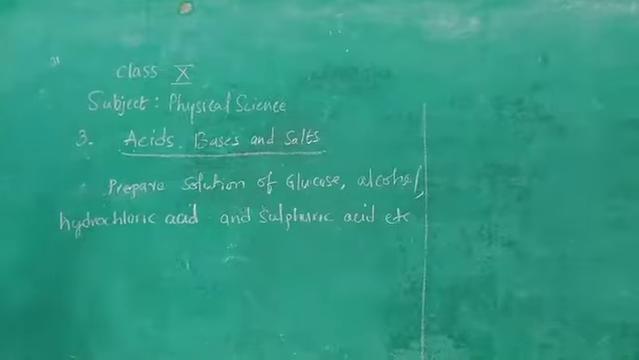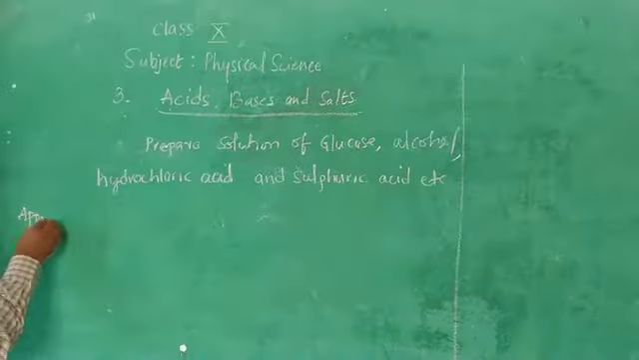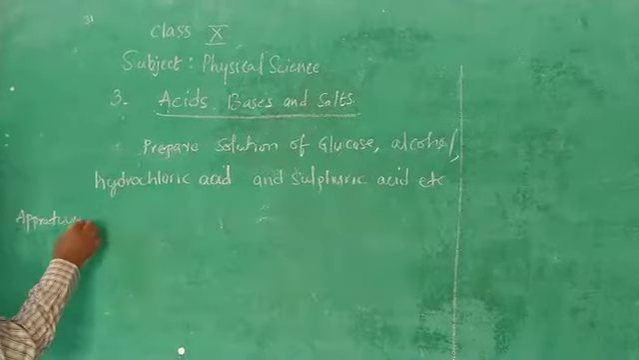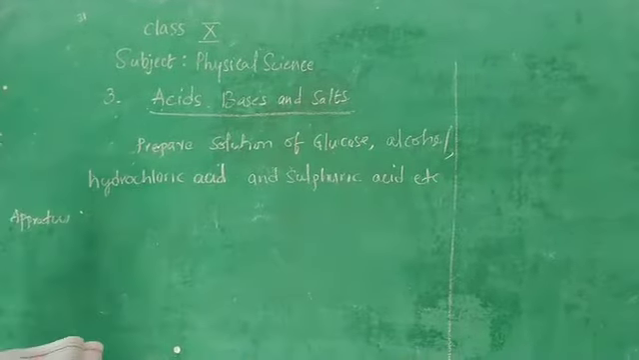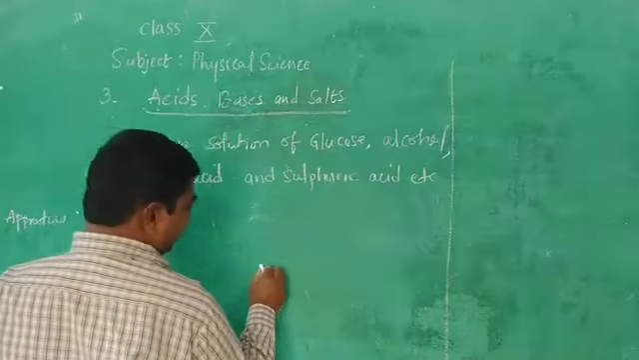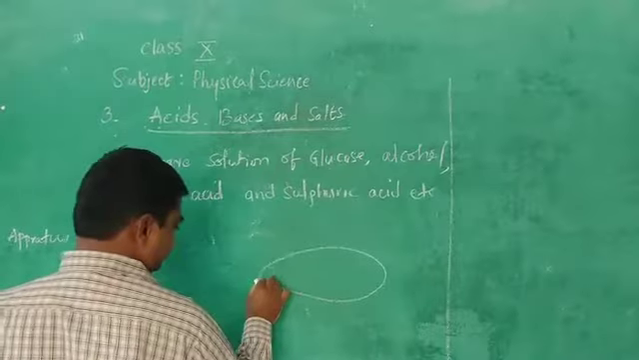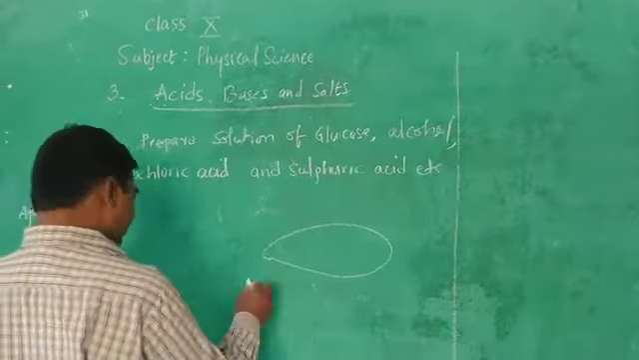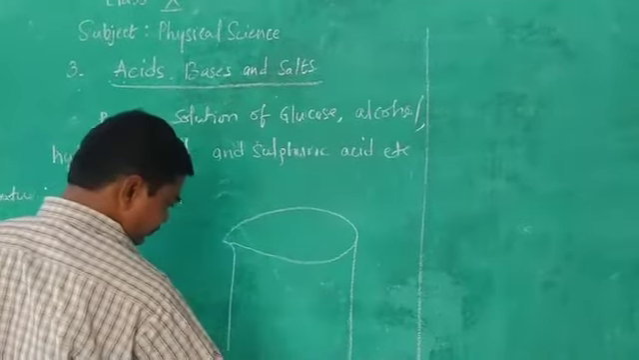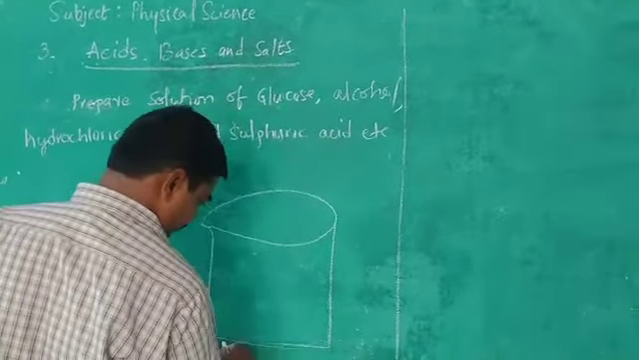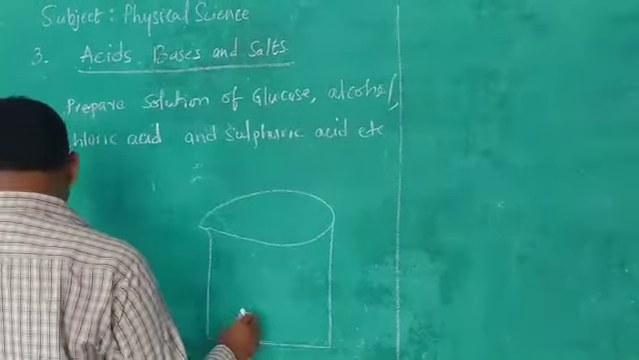Now, what are the apparatus required for this dissociation of the molecules? First we take a beaker. To this beaker, we attach the two terminals.